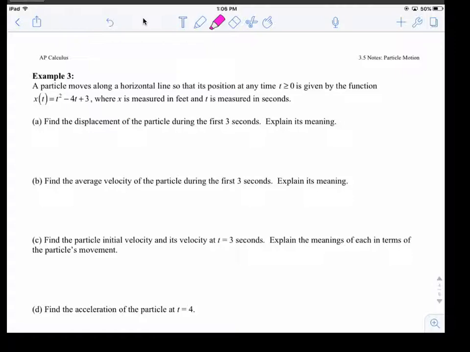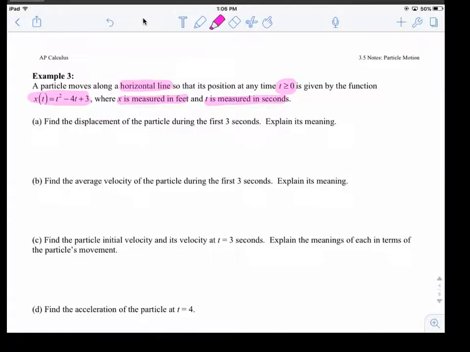Okay, so you have a particle moving along a horizontal line. So that means all my particle is doing is moving left or right. All right, so that part's important. Its position at any time t greater than or equal to 0 is given by the function x of t. X is measured in feet, and t is measured in seconds.